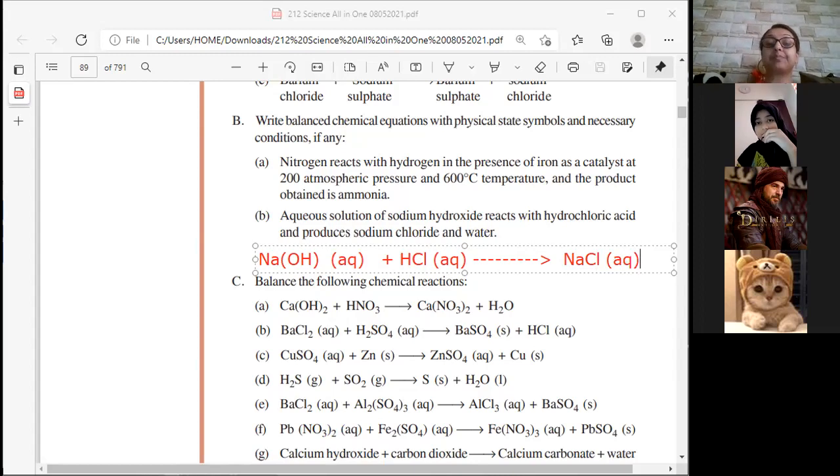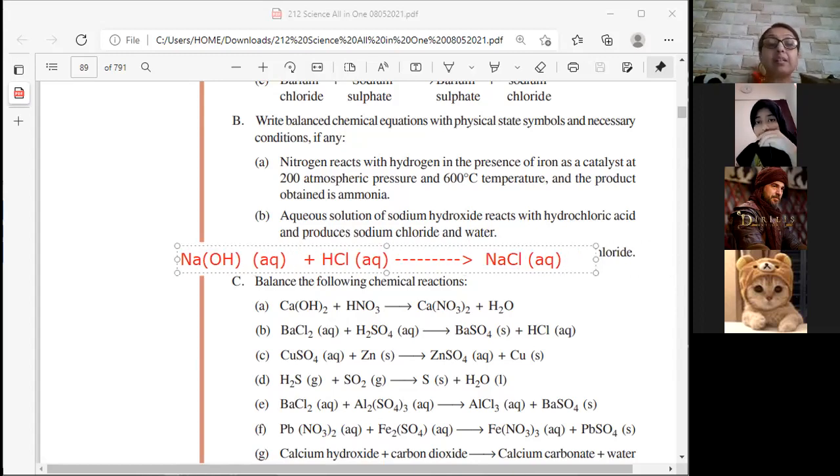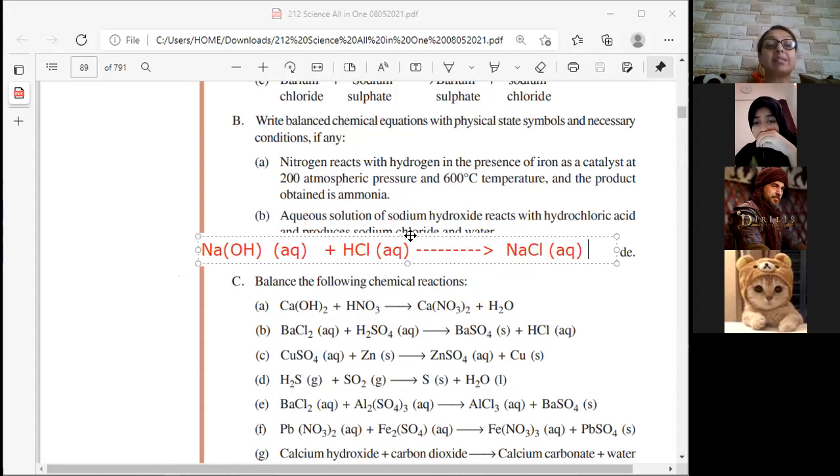Aqueous? Yes, ma'am. How do you know that it is aqueous for sure, teacher? See, hydrogen chloride is aqueous, correct? Yes, ma'am, both the reactants are aqueous, so the product will also naturally be aqueous. Point one.